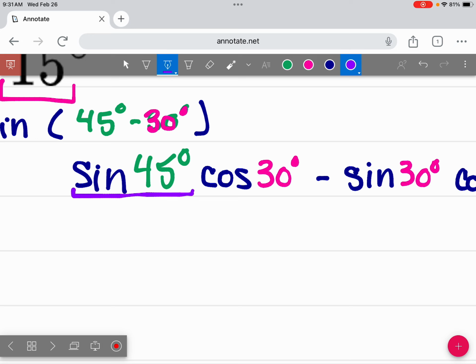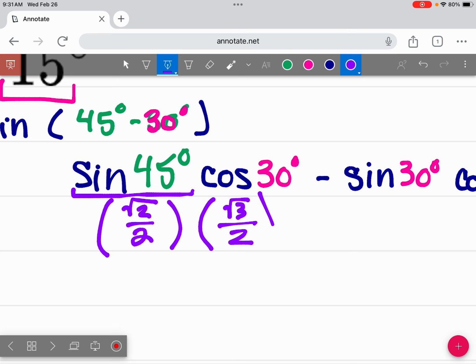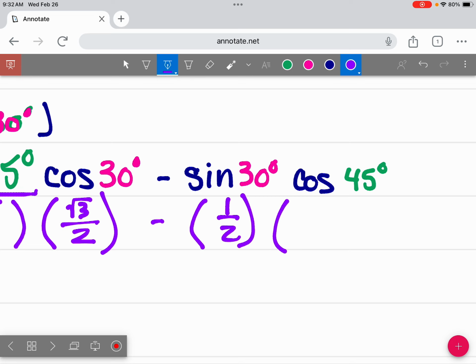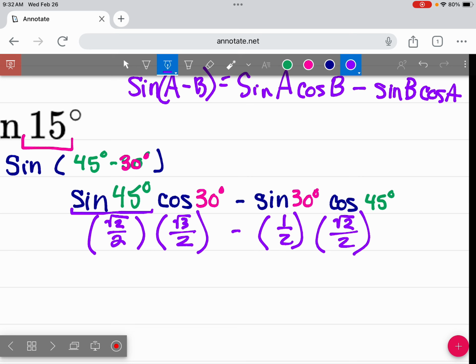What is the sine of 45 degrees? Yep, square root of 2 over 2. What is cosine of 30 degrees? Square root of 3 over 2. What is sine of 30 degrees? 1/2. And cosine of 45 degrees? Root 2 over 2. Yep. Okay.